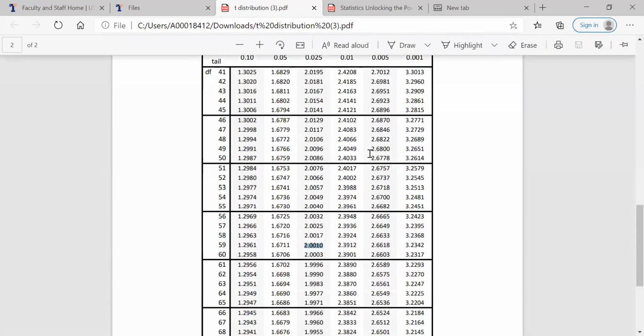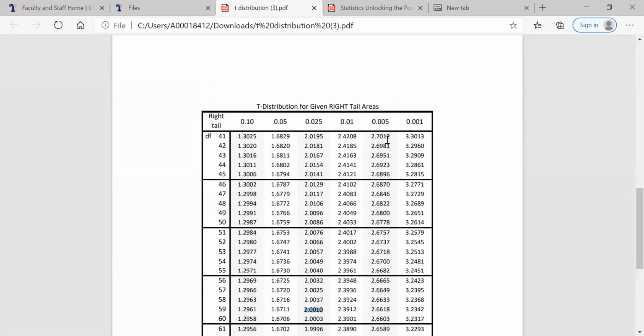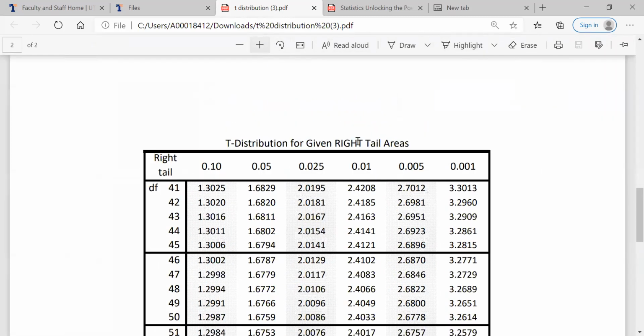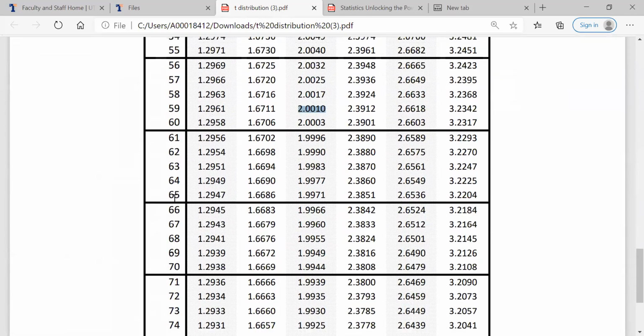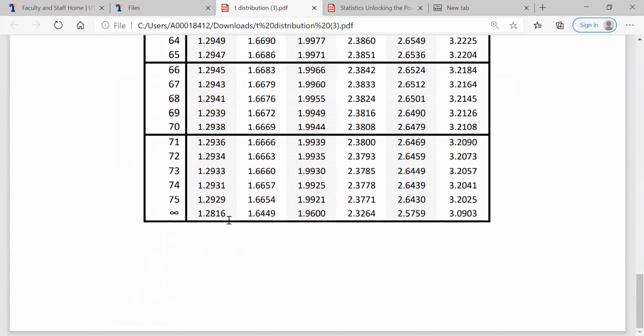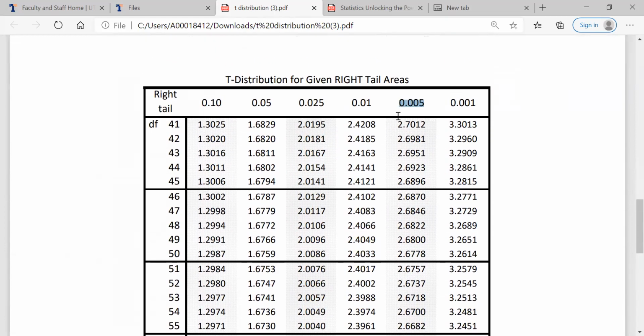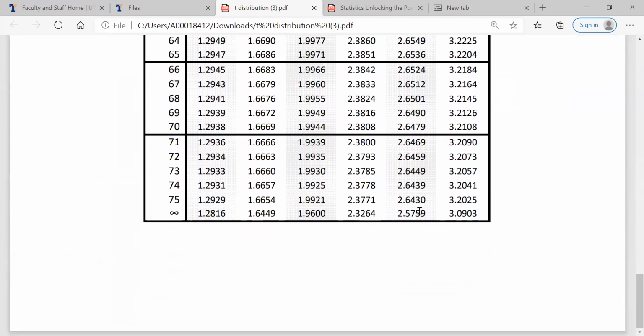There we go. All right, so we're looking at a 0.5%, which is the second column from the right, the 0.005 column. And we need 99 degrees of freedom, so looking on the left, scroll until you get 99, but this chart is limited. Once you go past 75, you just use the infinity row. So remembering that we're using the second column from the right, one that represents 5% in the right tail, the infinity row, our t-score is 2.5759.